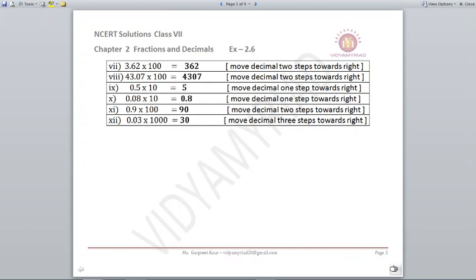43.07 multiplied by 100. Again 2 steps towards the right. 0 and 7, 2 steps are there. So my answer is 4307.